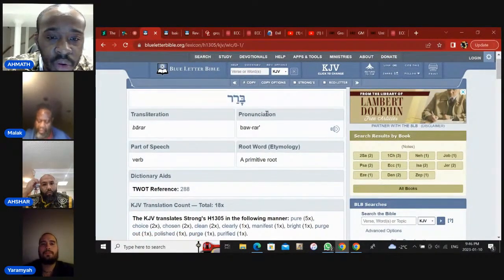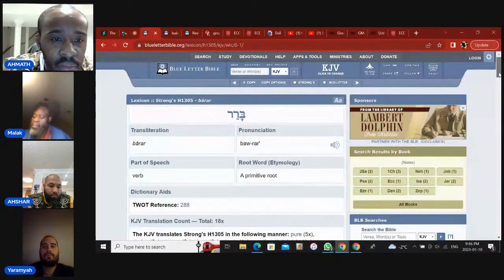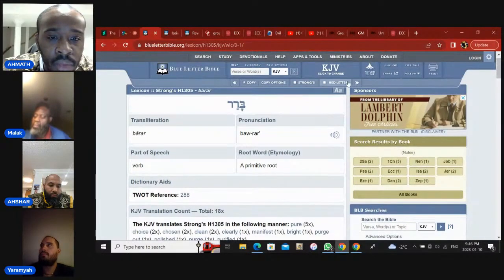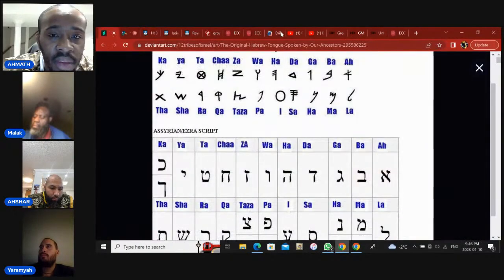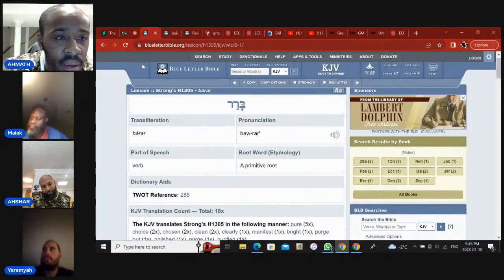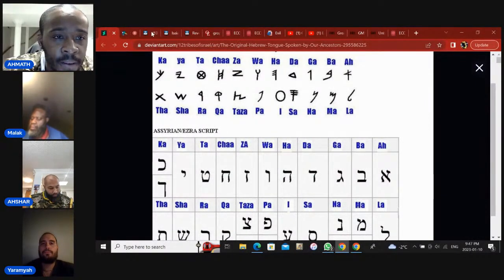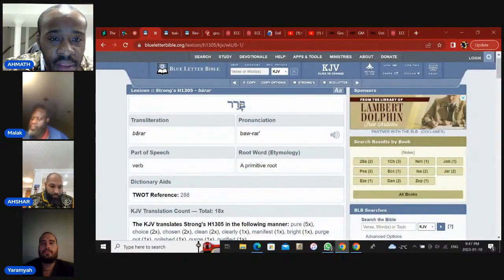So let's go through this word here. Pure language. Let me pull up the alphabet. Like we say, you read it from right to left. So the first character there is this half square looking character, right, which would be what? Ba.